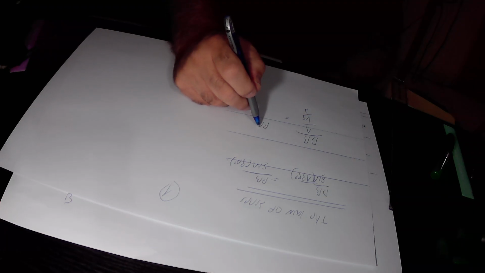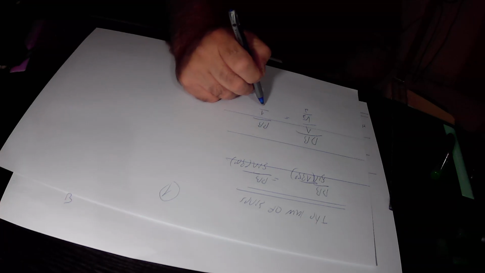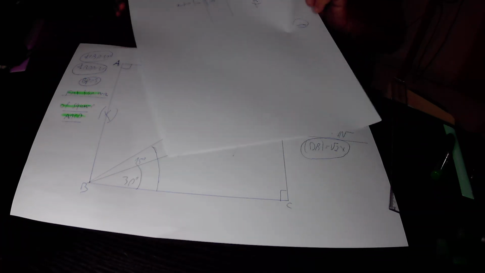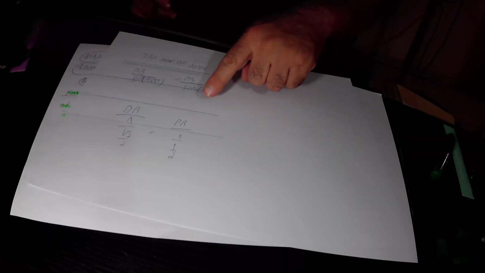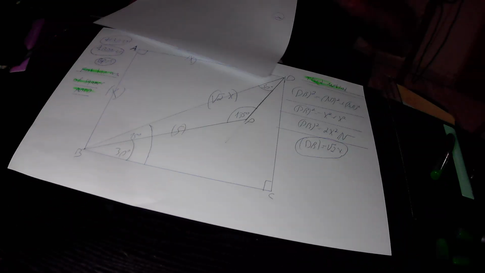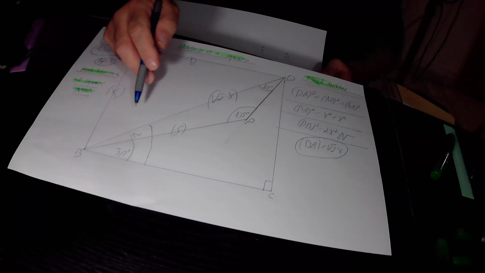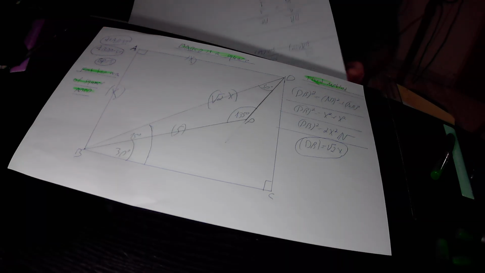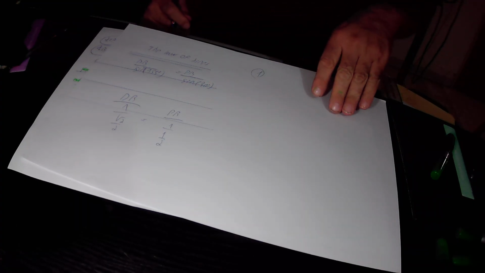So it is PB over sine 30 degrees. Sine 30 degrees is 1/2. So in total, we should find that dB over square root of 2 over 2 equals PB over 1/2. BP is 5. So we substitute PB by 5.